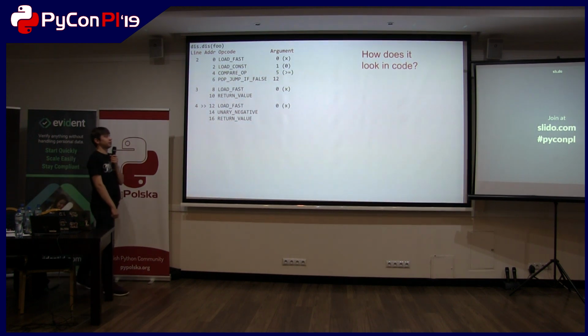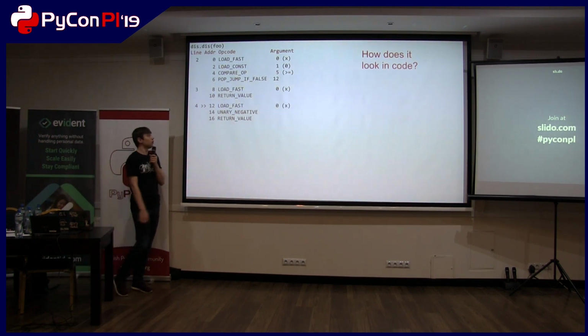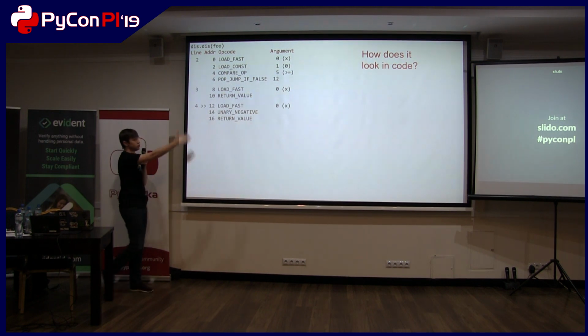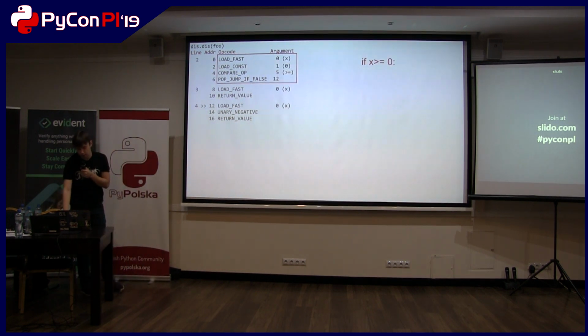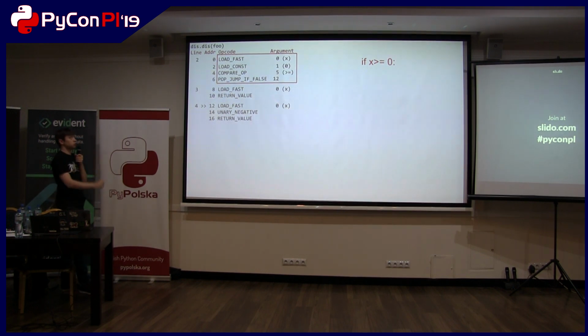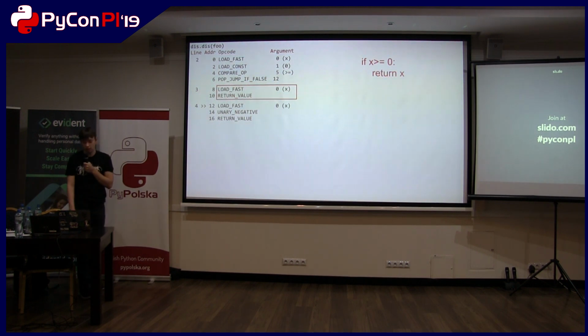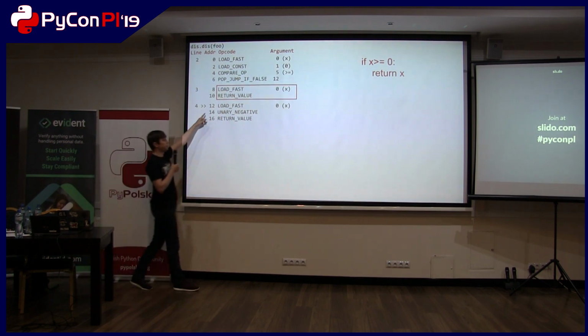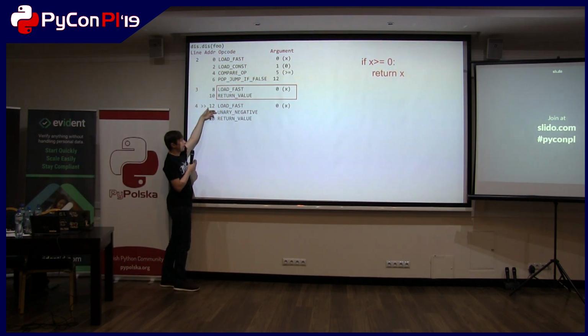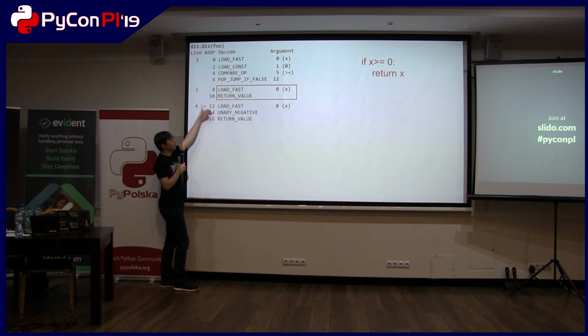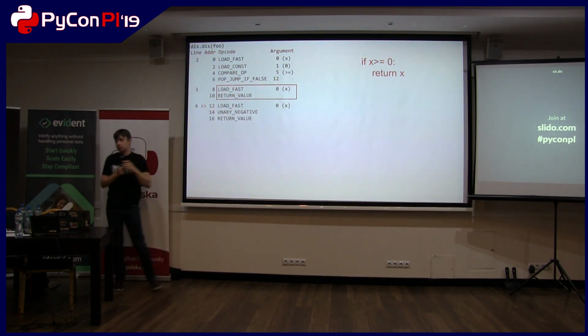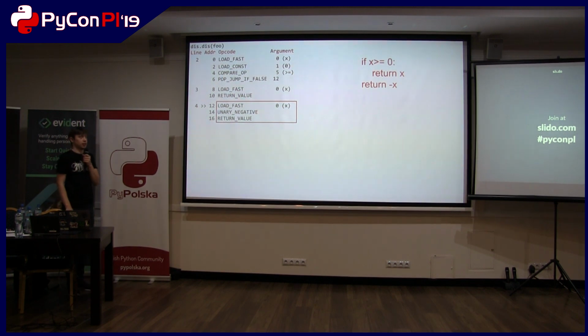So now the question comes, how does it look in code? Like, what do those operations translate to? Like, if you would write it in Python. So the first form of code is just if x is greater or equal to 0. If this is the case, then we return x. Otherwise, we will load the value of x again. We will make a unary negative operation and return this value. So this unary negative just returns minus x.